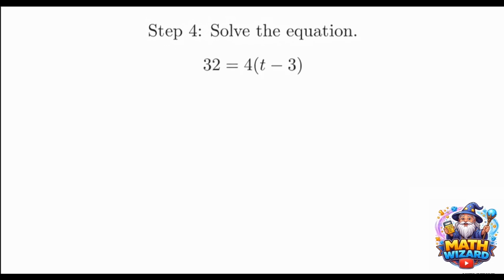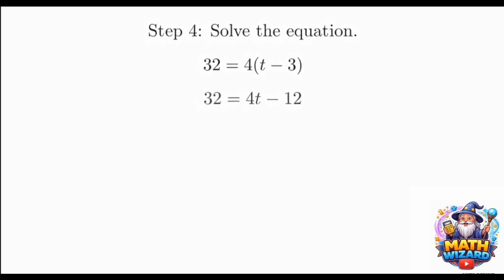Now, the final step is to solve the equation we created. Our equation is 32 equals 4 times the quantity t minus 3. Let's solve it. To solve this, our goal is to get the variable t by itself on one side of the equation. The first thing we can do is distribute the 4. This means we multiply 4 by t and 4 by 3. 4 times t is 4t, and 4 times 3 is 12. So the right side becomes 4t minus 12. The equation is now 32 equals 4t minus 12.